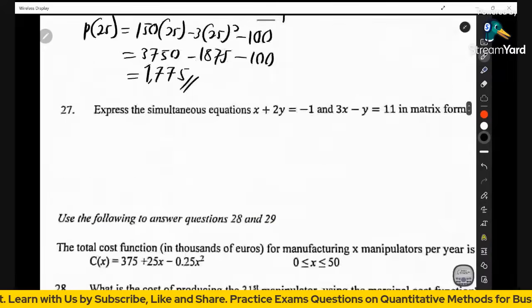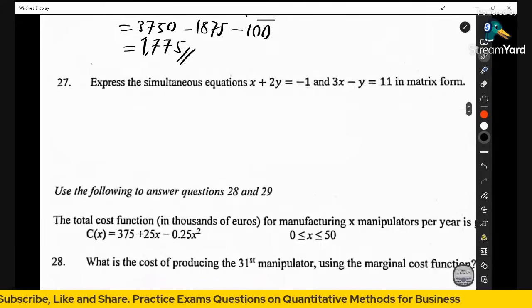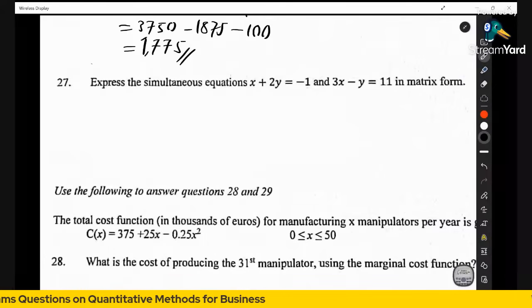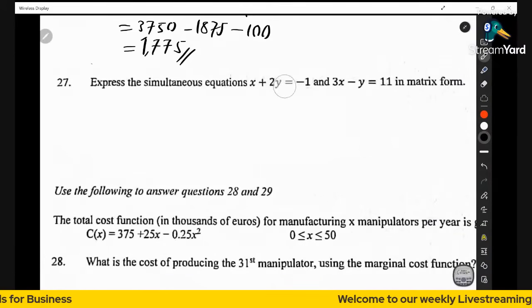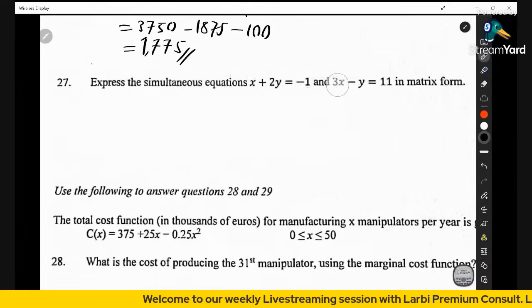Question number 27. Express the simultaneous equations x plus 2y equals negative 1 and 3x minus y equals 11 in a matrix form. So how do you express this in a matrix form? It's very simple. So we have 1 and 2, we have 3 and then negative y.